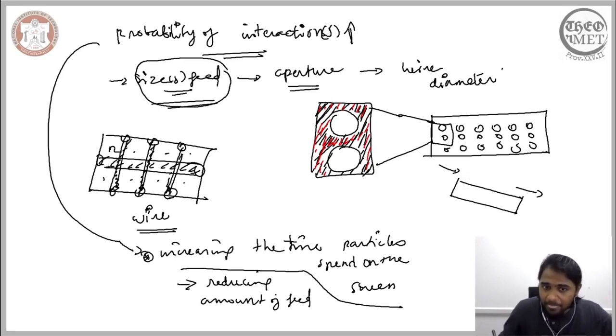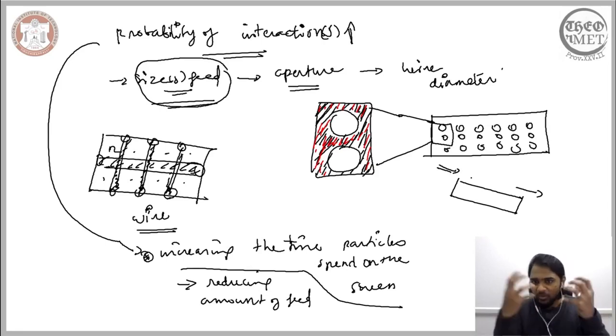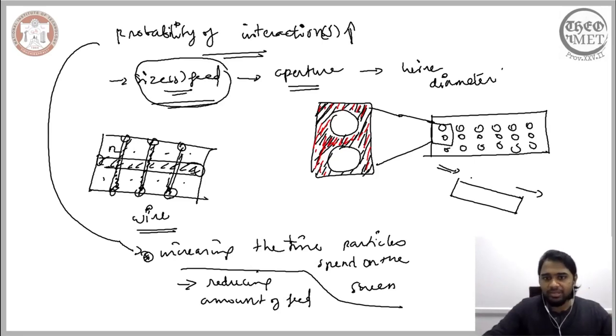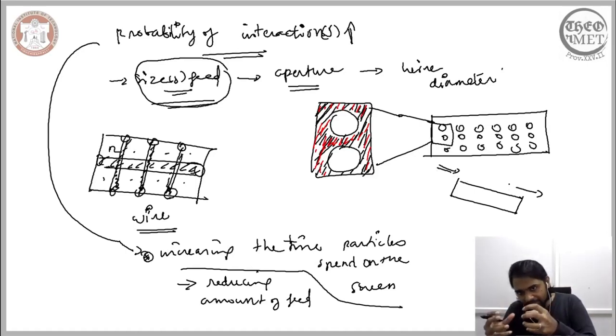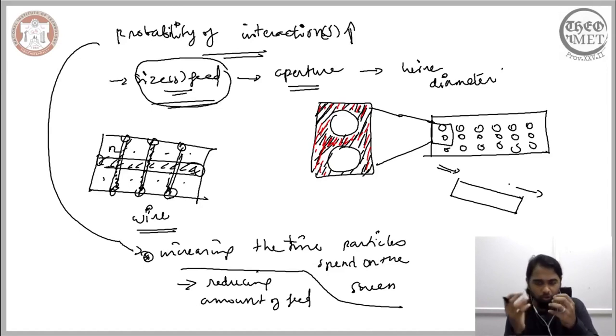And one way of doing that is reducing the amount of feed. When you reduce the amount of feed, it is rather straightforward to conceive that the movement of the particles over the surface of the screen will be reduced. When the movement of the particles on the surface of the screen is reduced, essentially you are increasing the interaction between the particles and also between the particles and the screen surface.